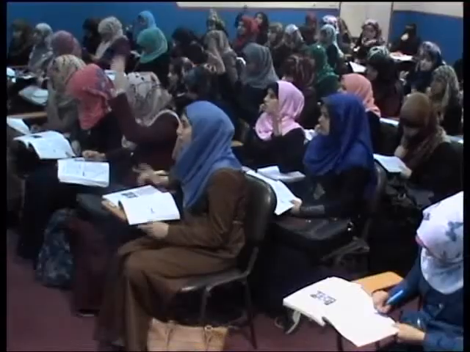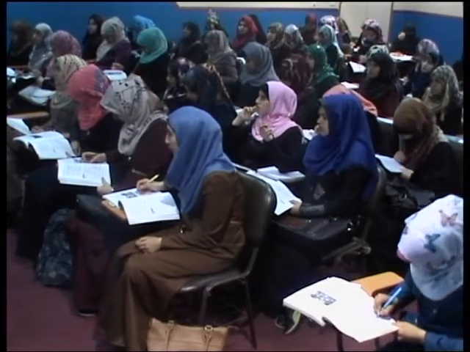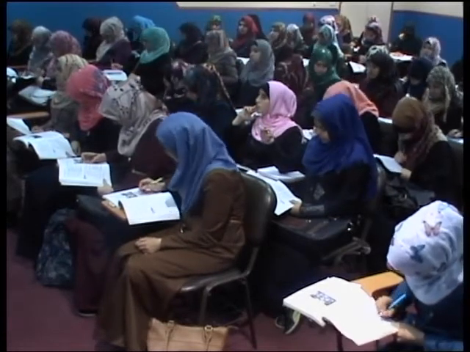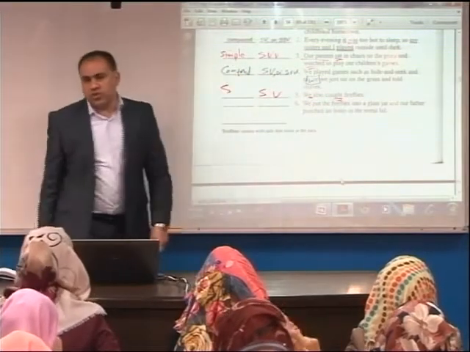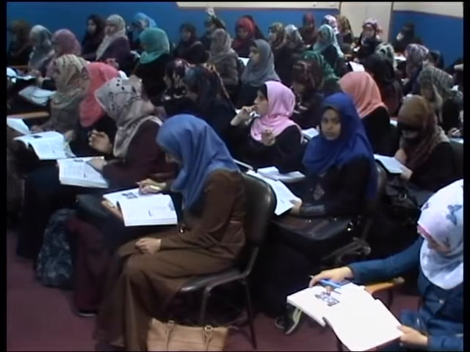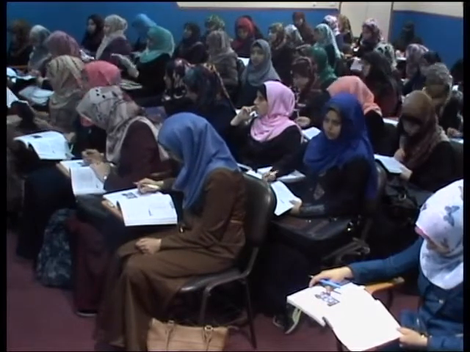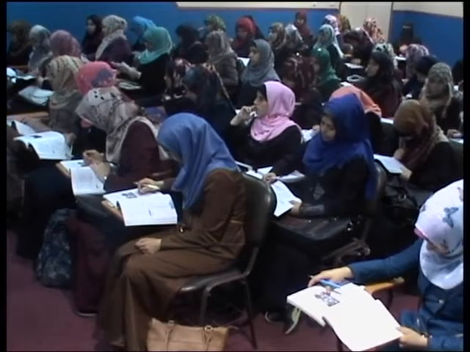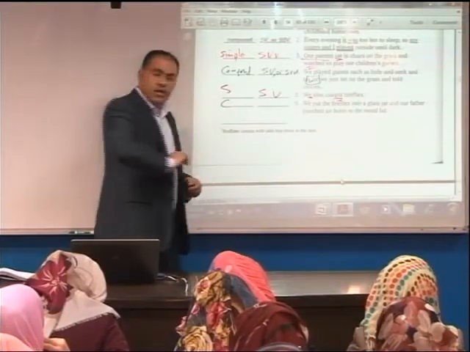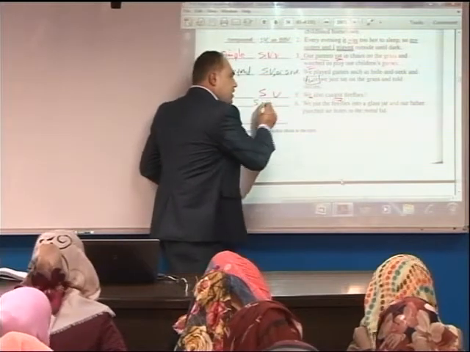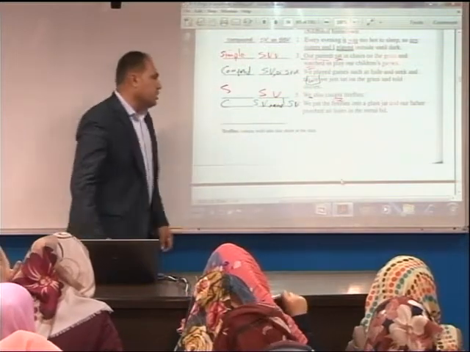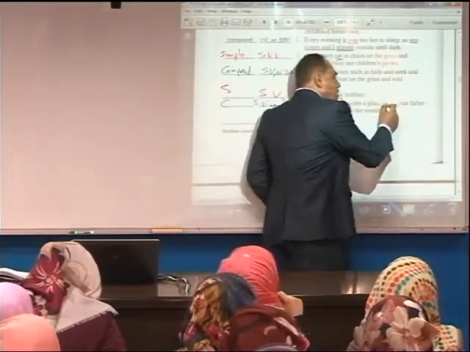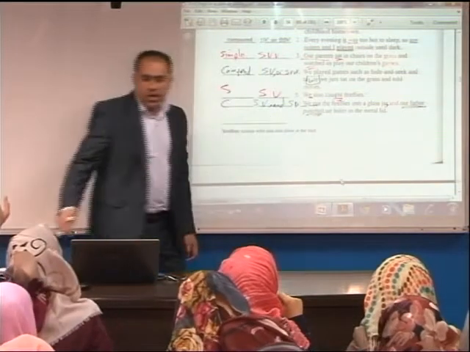Yes, please. Over there, please. At the end, number five. Simple sentence, and the structure is SV. We caught fireflies. All right? Yes, please. Number six. We put the fireflies into a glass jar and our father punched air holes in the metal lid. It's a compound, all right? And the structure is SV and SV. We put, and our father punched, etc.